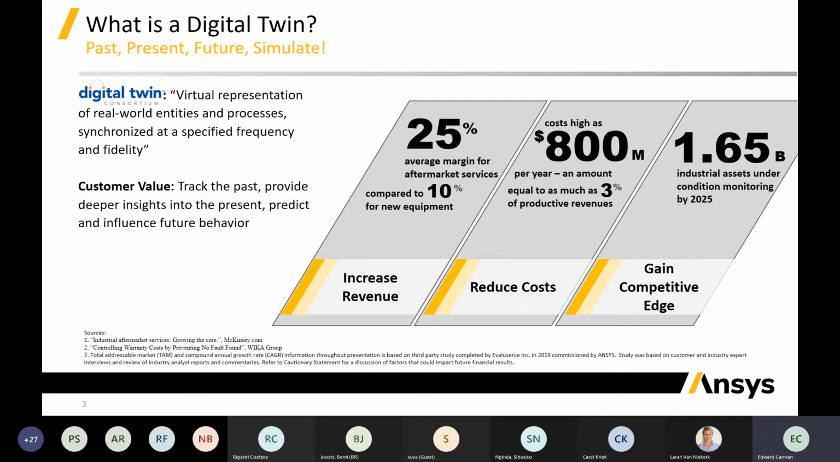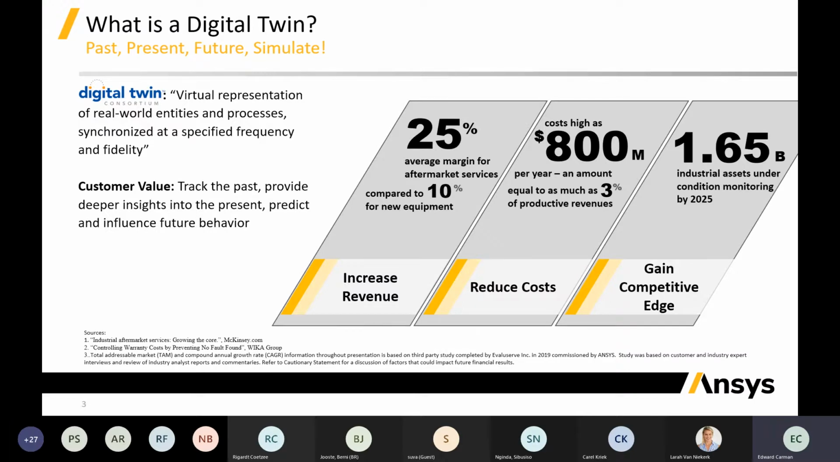And this is allowing us to do things like tracking the past behavior of the asset, giving us a central repository to store the history of the asset and connect it to that asset. We're also getting deeper insights into what's happening to this asset in the present. How is it running at the moment? And then finally, we're also looking, importantly, at predicting what it's going to do in the future, and even more interestingly, influencing how it will behave in the future.